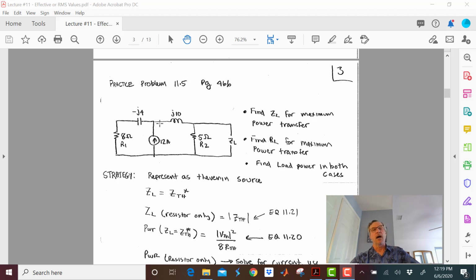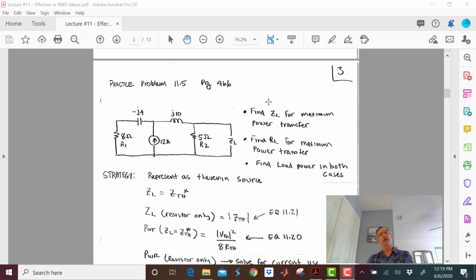And then I will do a voltage divider of the 5 ohms and the J10. Perfectly good way to do this. Again, I'm going to put these two in parallel with these two. That gives me just one impedance, one clump. And I'm going to shove 12 amps through there, and that's going to give me the voltage here. Then I'm going to do a voltage divider right here.